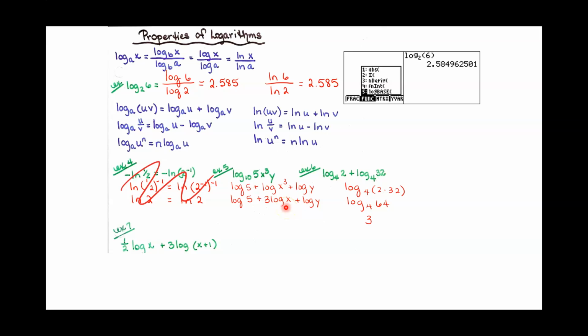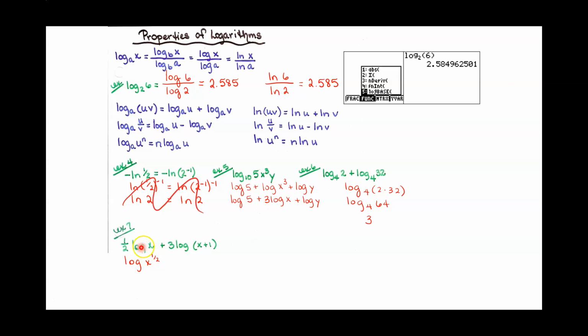All right, if we go the opposite way, if they give me the expanded form and ask me to condense it, I have two logs that are being added, so I can combine that into a single log where they're being multiplied. So 2 times 32 is going to be 64. So we have the log base 4 of 64. So we're saying 4 to the what is equal to 64. 4 to the third is equal to 64.